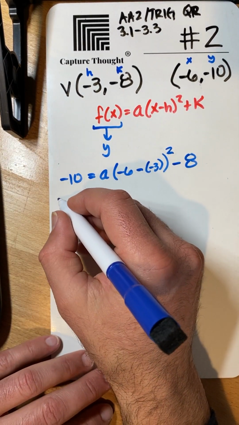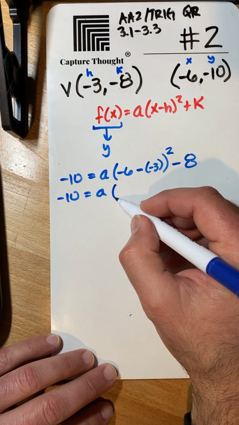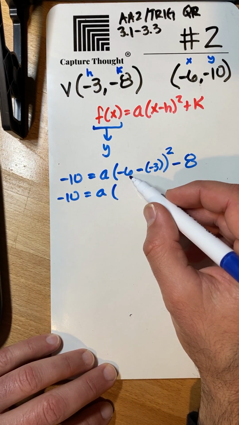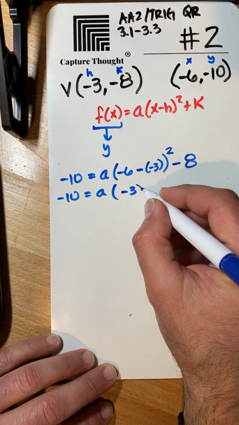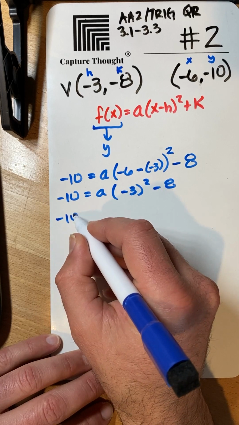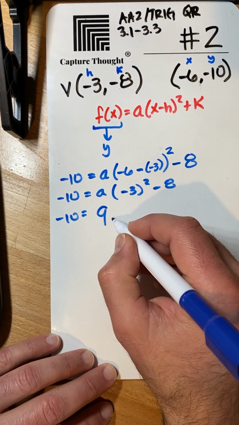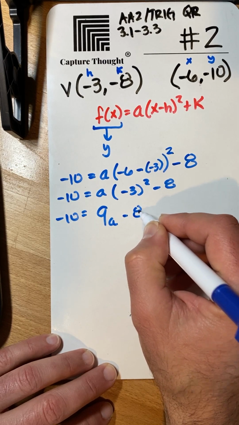All right, now we're just going to simplify. So -10 is equal to a, that's the thing we're looking for. All right, so this is going to be -6 plus 3, so that's just a -3 squared and then a -8. So -10 is equal to -3 squared is a +9, so this is going to be 9a minus 8.